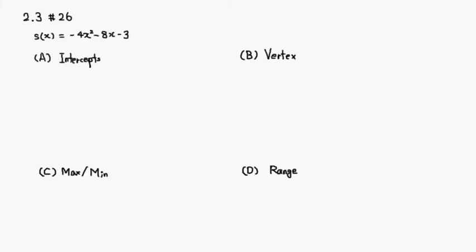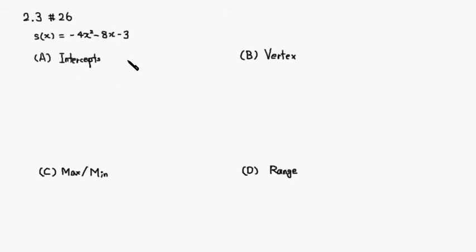Okay, let's look at section 2.3, problem number 26. You have a quadratic function, s of x, given as negative 4x squared minus 8x minus 3. Then we have to find these things. All right, so let's do part A.